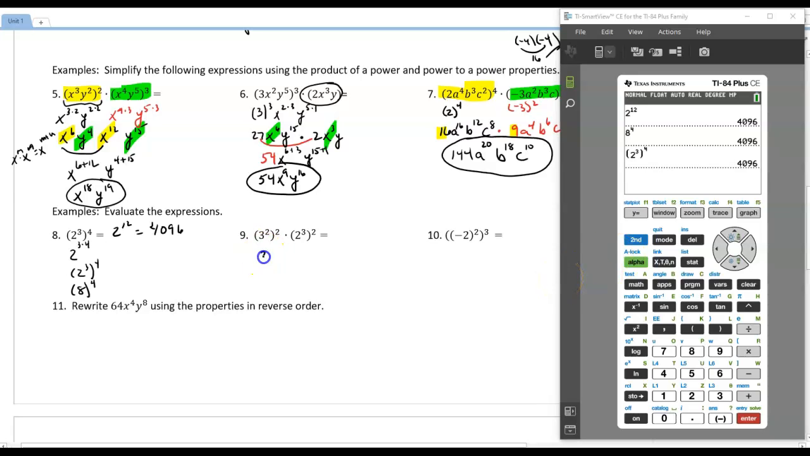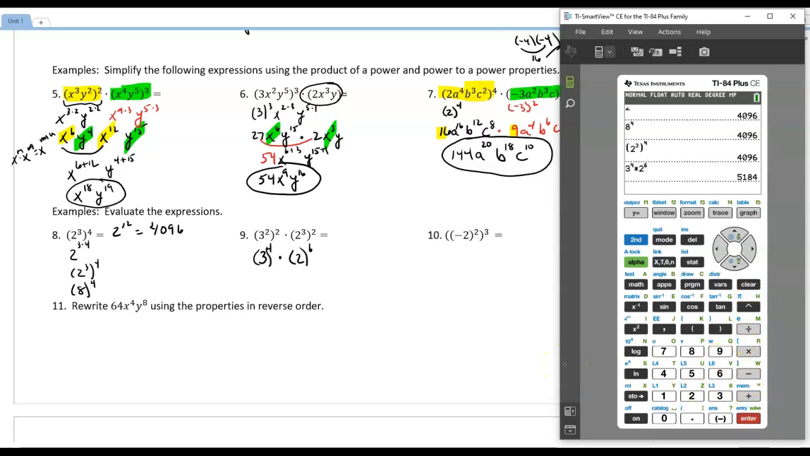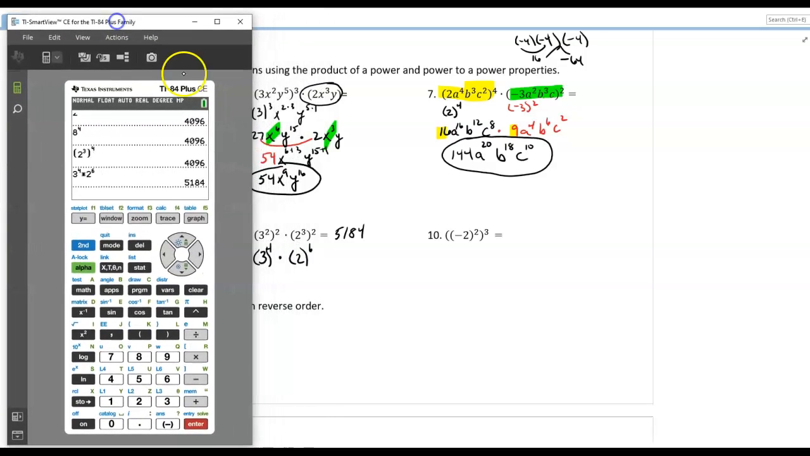So here, I would read this as 3 to the 4th power, in parentheses, times 2 to the 6th power. So I'm going to go 3 to the 4th power, then an arrow to the right to get out of the exponent, times 2 to the 6th power. And right away I would get 5,184. All right, over here, I would get -2 in parentheses, multiply these exponents and get 6. And right away, I have to put the -2 in parentheses, raise it to the 6th power, and I would get 64. Okay?